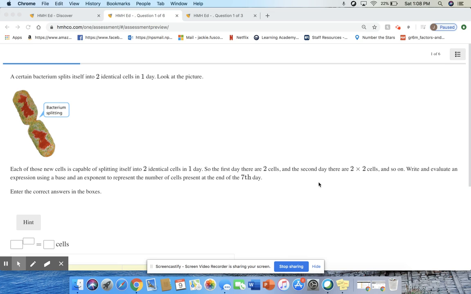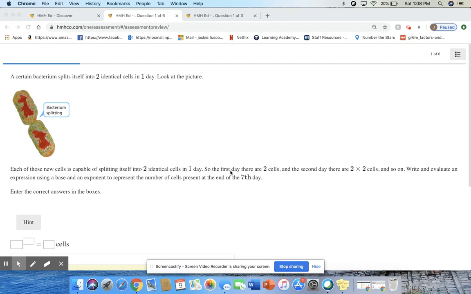Hi, boys and girls. So today we are going to continue looking at exponents in word problems. We're going to see exponents in exponential form and in repeated multiplication. So we're going to do a few problems together, and then you're going to do 3 problems on your own.